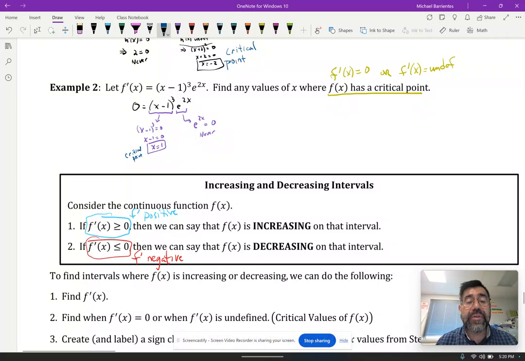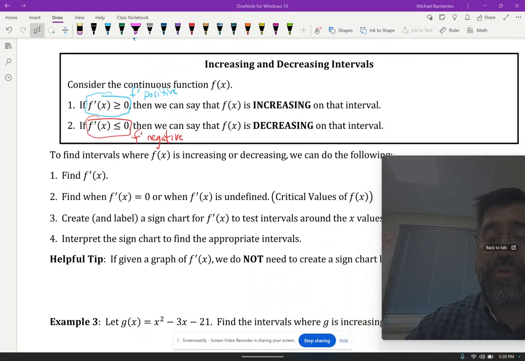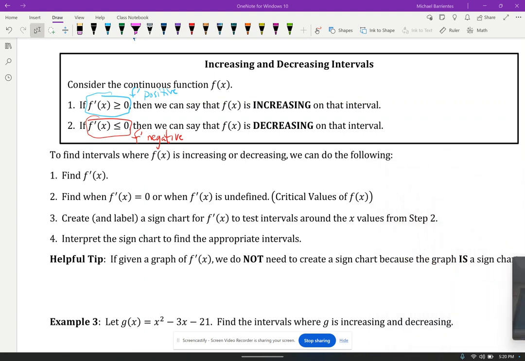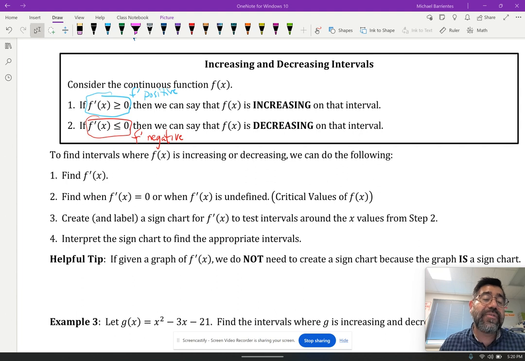So why do we need critical points? Well, if my goal is to find increasing and decreasing intervals, the function is increasing when the derivative is positive, and decreasing when the derivative is negative. Then if I can find where the derivative is equal to 0 or undefined, those are the places where it kind of changes, right?